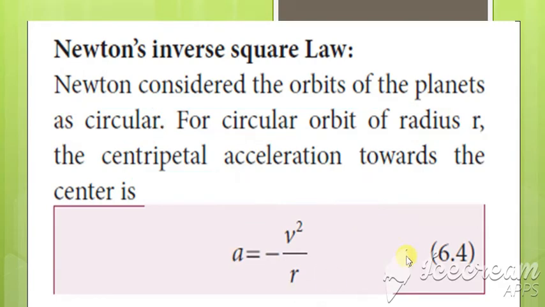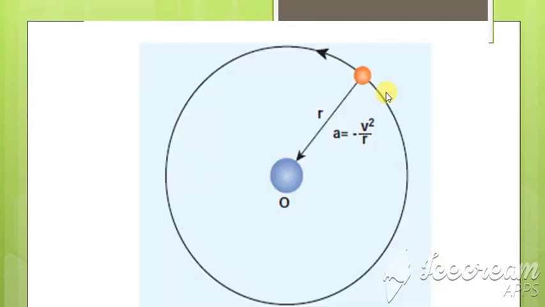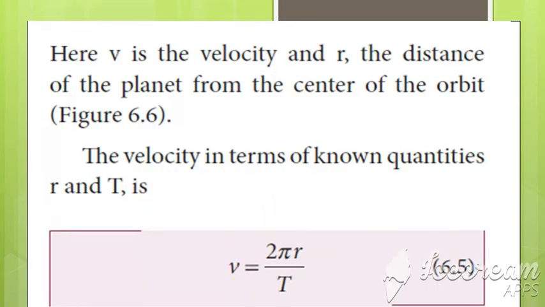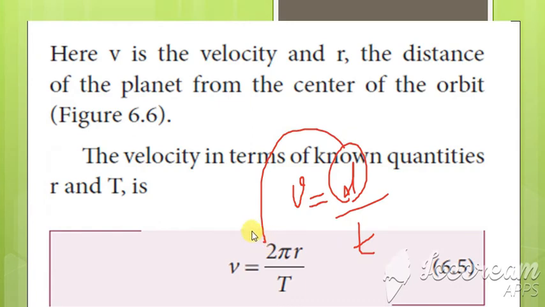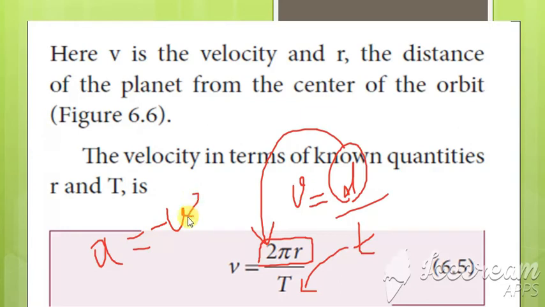So this is the formula for A, considering a body which orbits around the earth. What is the formula for velocity? Velocity is equal to distance divided by time taken, is it not? Here the distance we are taking as the circumference of a circle, which is 2 pi r, divided by the time period T. Now we know the formula for A, is it not? A is equal to minus V square by r.